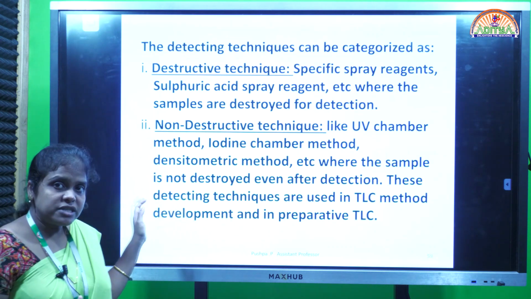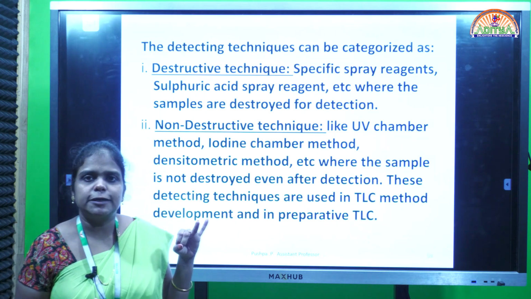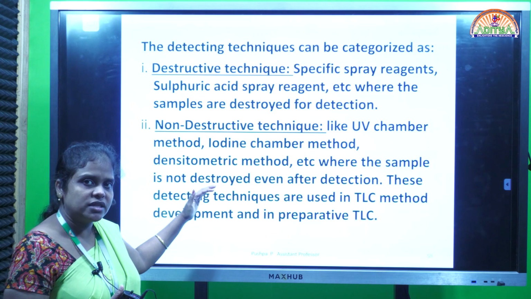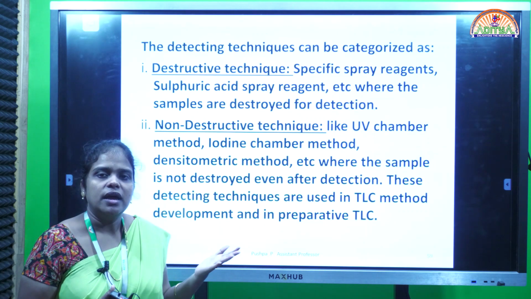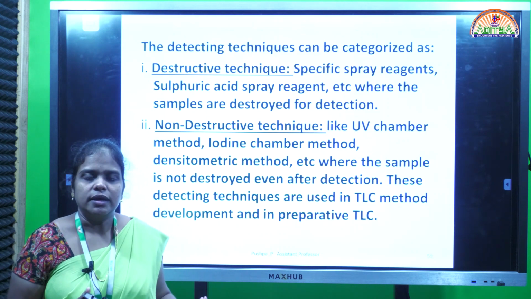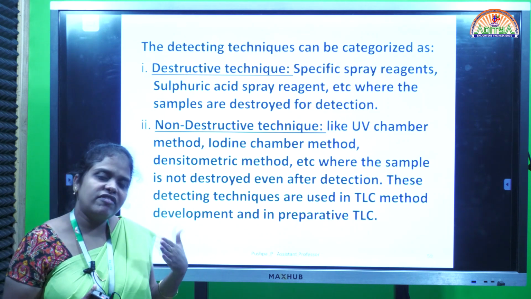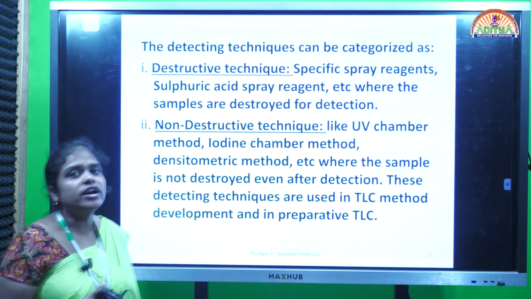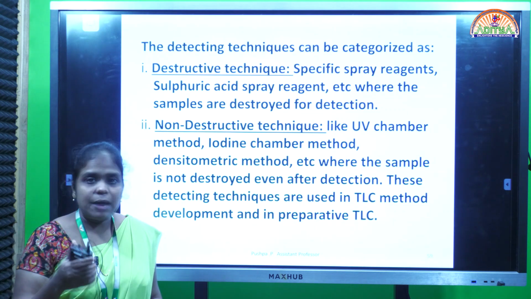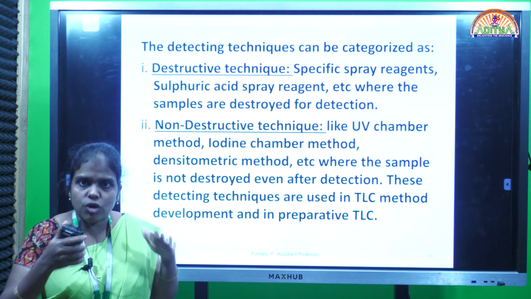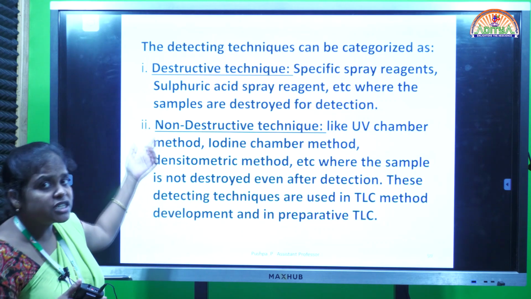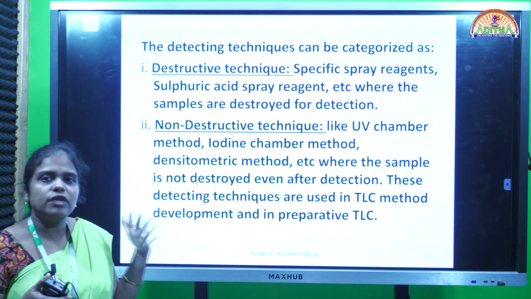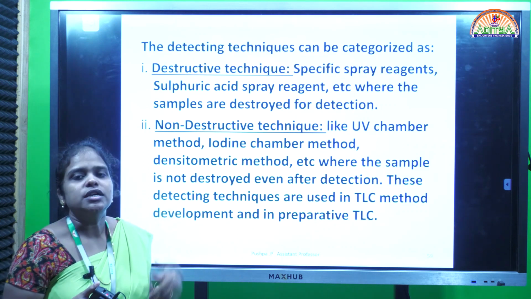Whereas with the non-specific methods like the iodine chamber method and UV method, the sample we separate using these non-destructive methods can be used further. The sample will not get destructed or spoiled. That's why we can use that sample for further experiments also. That's why the non-specific methods are also called non-destructive techniques. Why? The sample is not destroyed. Whereas the specific methods, the reagent-using methods, are destructive, because the sample gets spoiled by using that specific method.